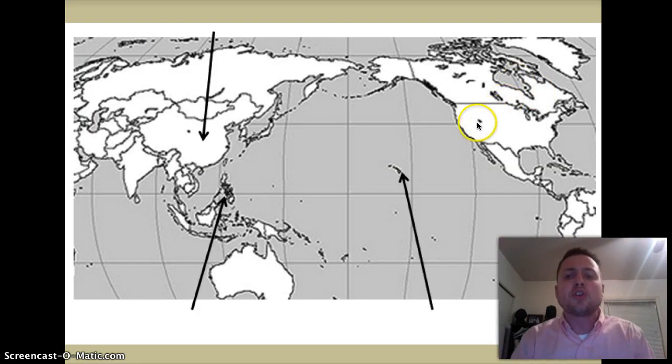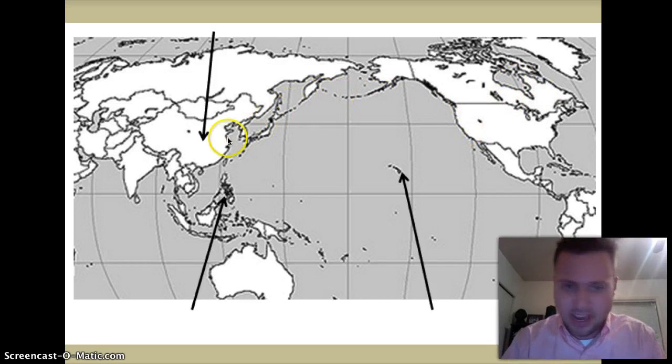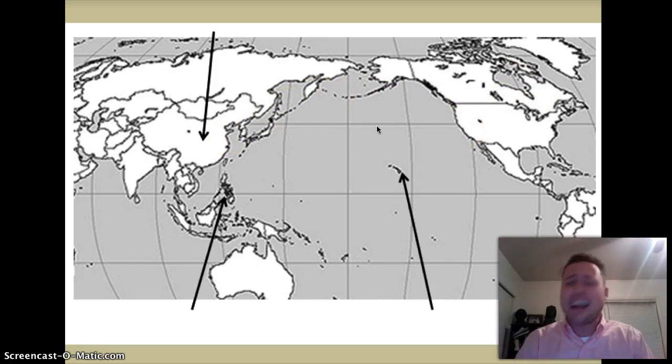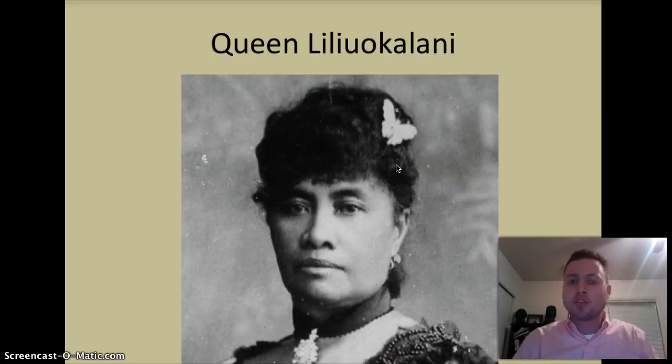The United States starts doing lots of business with Asia, and as you can see on this map, that's a heck of a long journey across the Pacific Ocean. And as you know, anytime you've been in a car for a very long period of time, you've got to stop and get gas. And would you look at that? The Hawaiian Islands are almost the perfect halfway point. But there's just one problem.